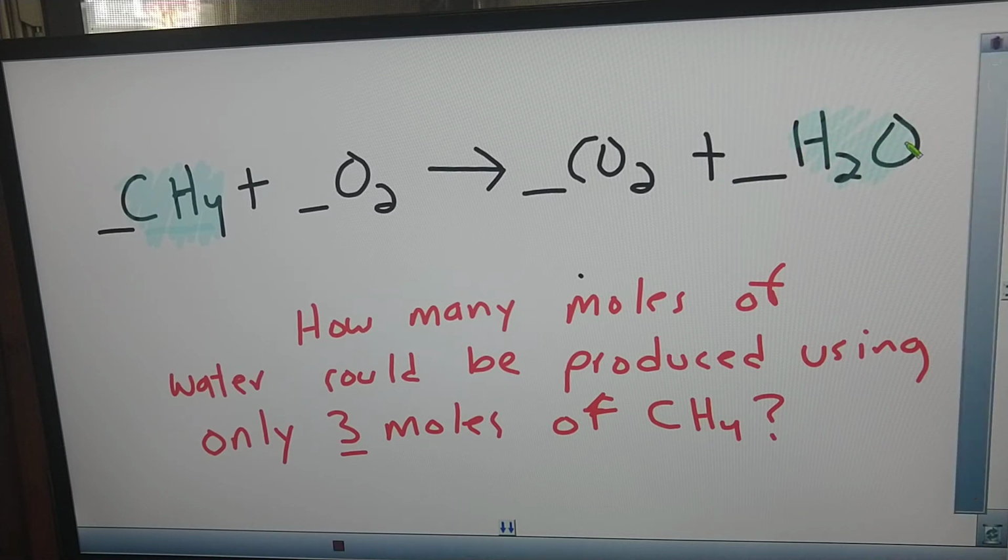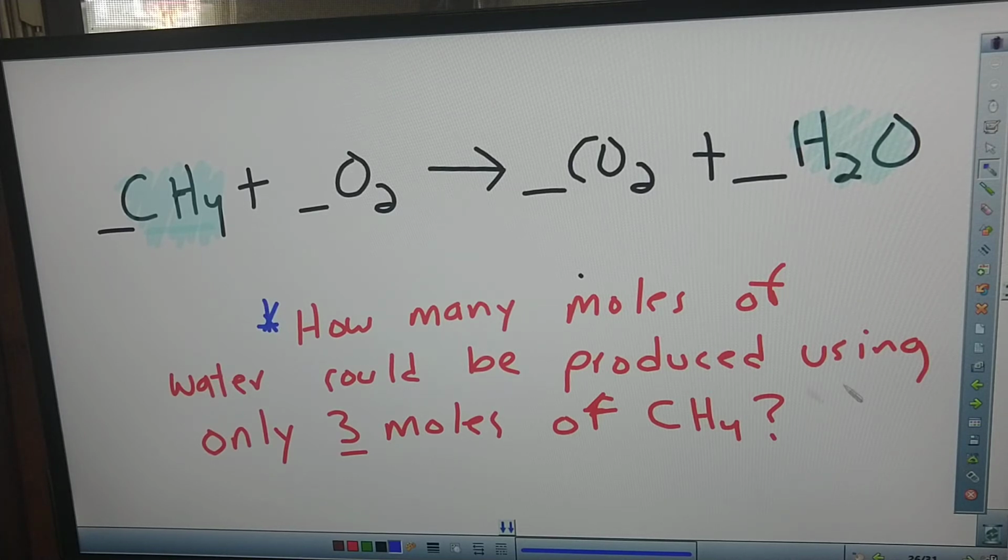So let's take a look at a typical stoichiometry problem. Here's our sample problem. How many moles of water could be produced using only 3 moles of methane, okay? So what did I just tell you step one was? I told you step one was we've got to balance this equation, okay? I'm going to balance it with you.